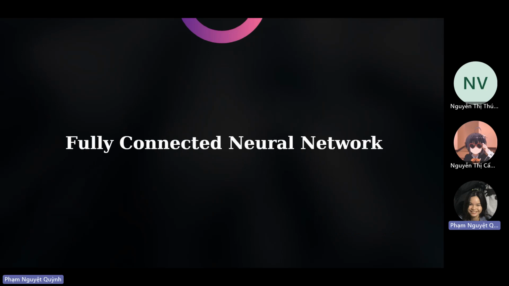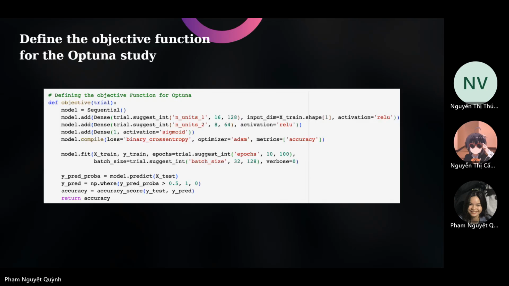Next, Tú will talk about FCNN models. Hello, teacher. I am Cẩm Tú, and I'm going to talk about the fully connected neural network. The code splits the data into feature X and the target variable Y using train_test_split from scikit-learn. It then applies min-max scaling to standardize the features between 0 and 1.